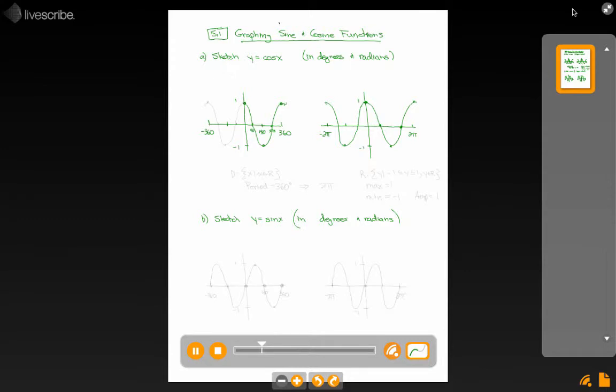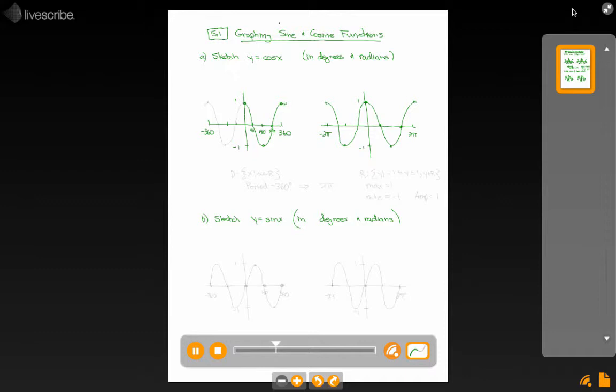This graph has a period of 360 degrees, so it's going to be back at 1 after 360 degrees. Halfway in between at 180 is going to be at its minimum. Halfway between max and min, it's at 0. So at 90 and at 270, it has zeros. So to graph one full cycle of cosine, I basically connect those dots and end up with something like that.